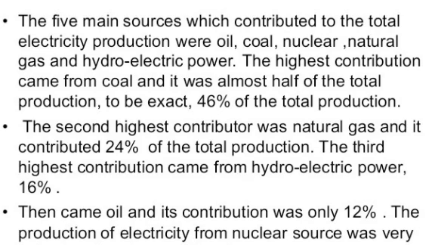What was their contribution? The highest contribution came from coal, and it was almost half of the total production. To be exact, 46% of the total production. That means coal is the highest contributor to the USA's electricity production. The second highest contributor was natural gas, which contributed 24% of the total production. The third highest contribution came from hydroelectric power, 16%. Then came oil, and its contribution was only 12%. The production of electricity from nuclear sources was very little, only 2% at that time.